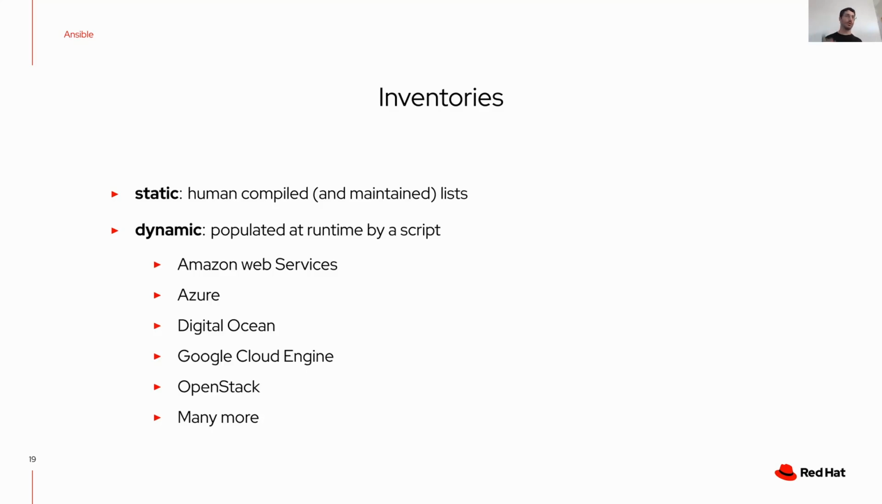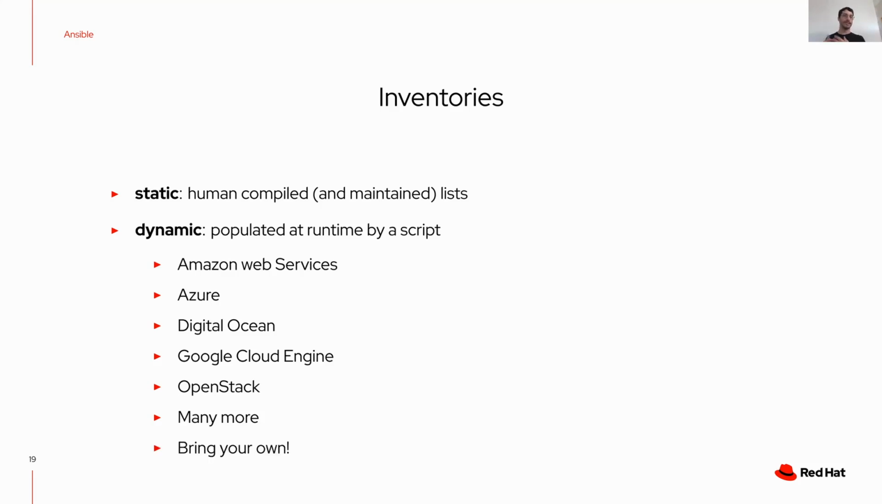So there are obviously a lot of scripts, dynamic inventories, already available. The bigger clouds all provide one of those, but you can also have them from OpenStack or other kinds of systems. But you can also bring your own.